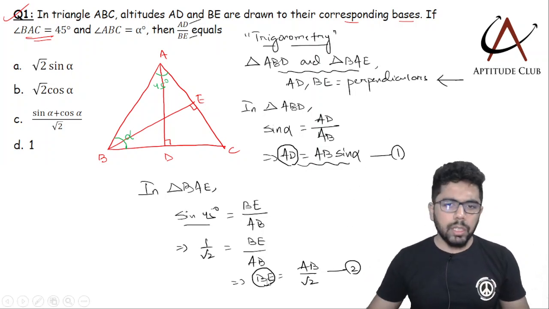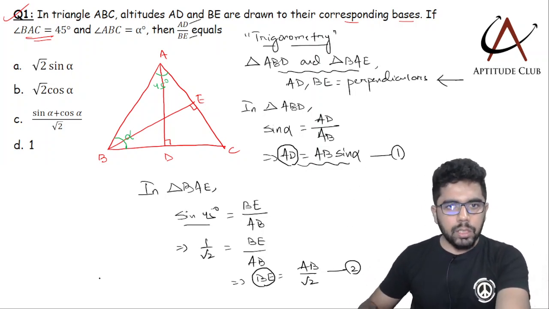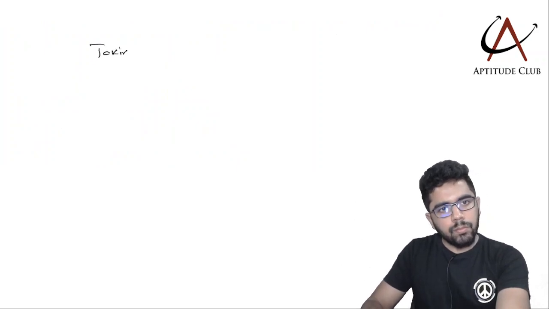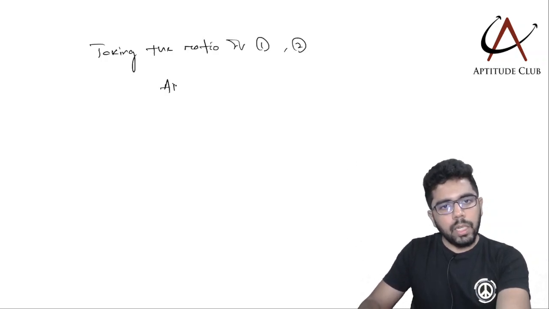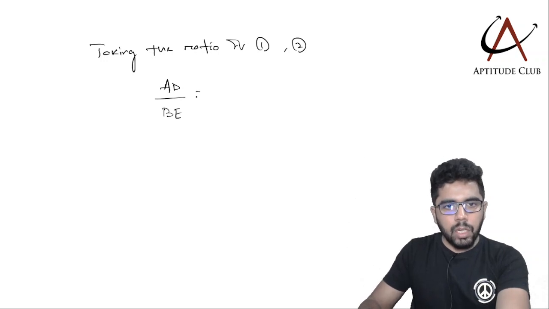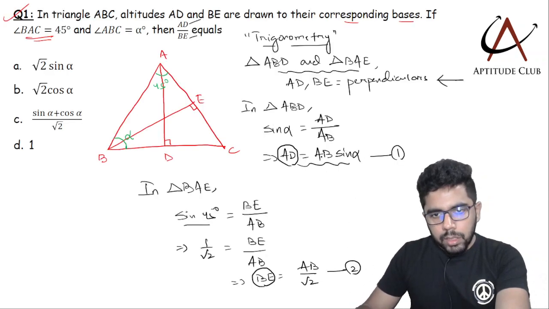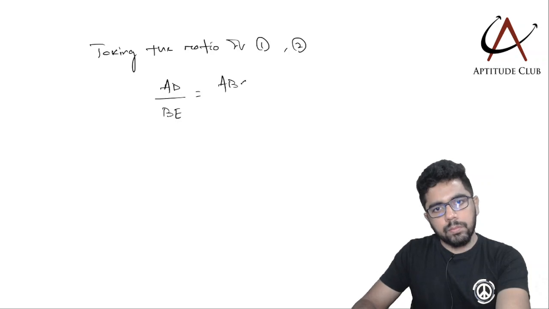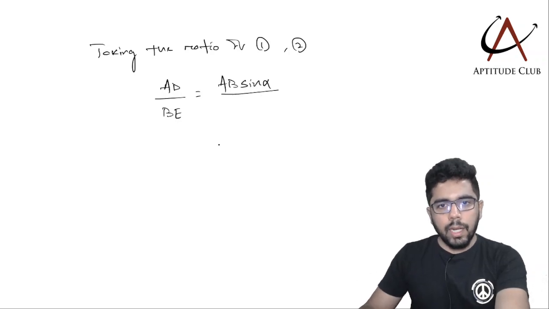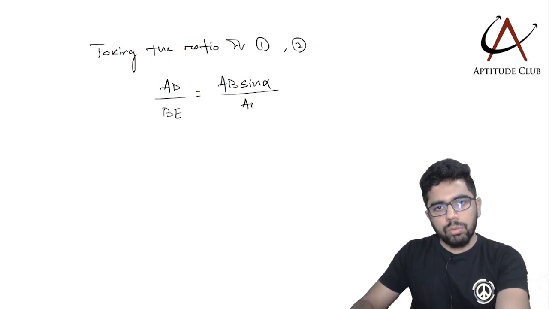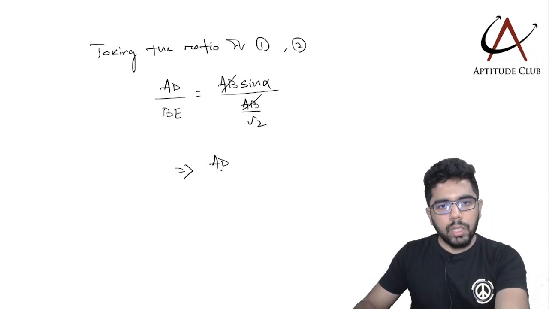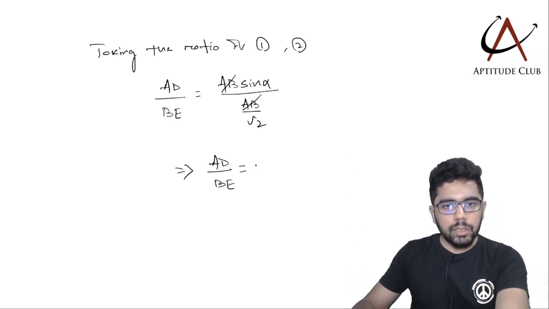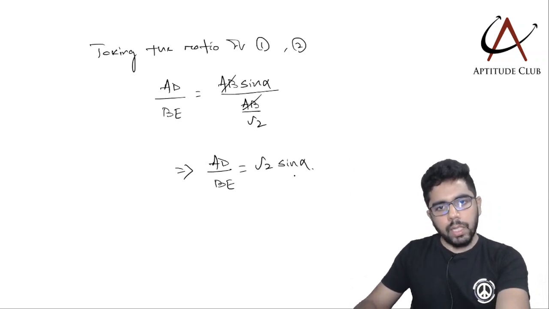Now simple ratio lena hai, easy question to solve. So if you take the ratio, taking the ratio of 1 and 2, I will get AD by BE. How much was AD? AD is AB sine alpha and BE is AB divided by root 2. So AB gets cancelled out and simple, we got AD by BE is equal to root 2 sine alpha.